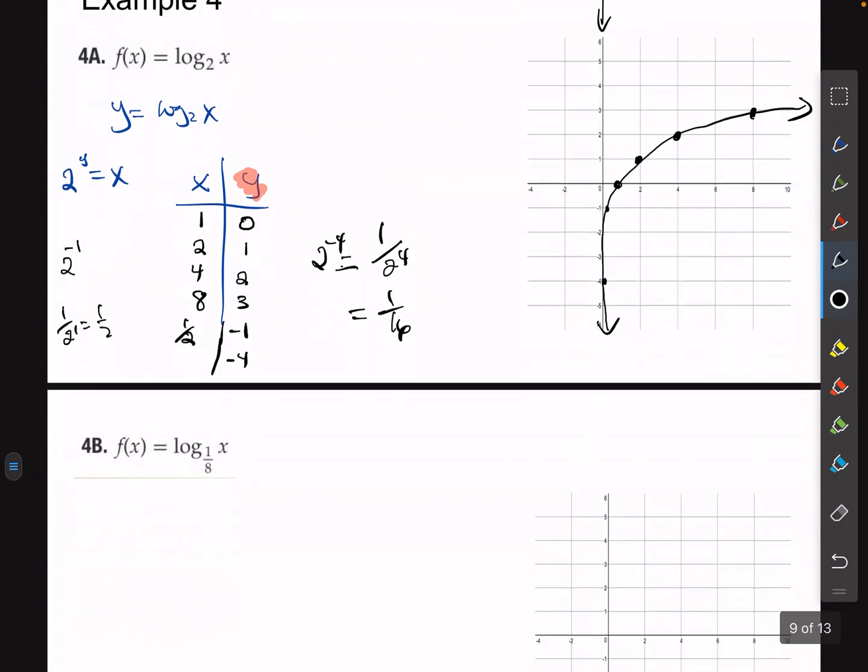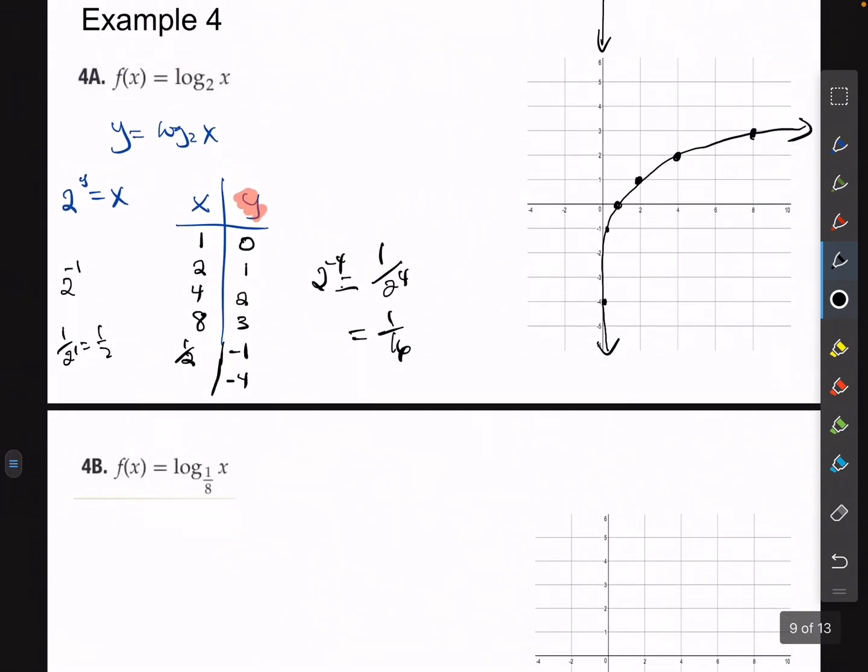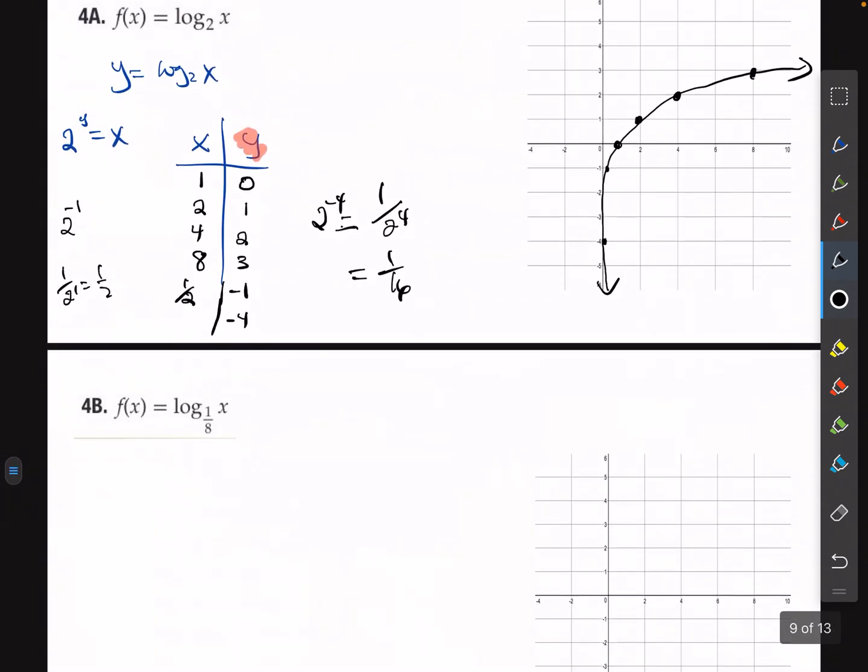Okay, so that's example 4. They want you to graph these things, and then they also may want you to put the domain and the range. So here the domain is all positives, the range is all reals.